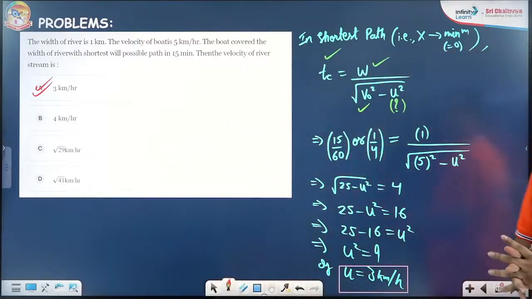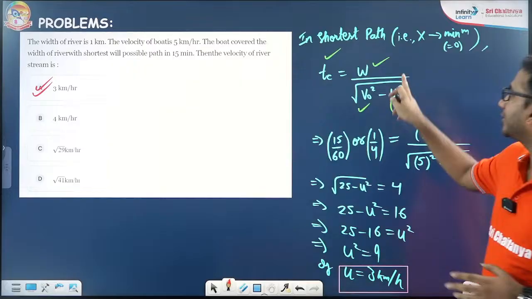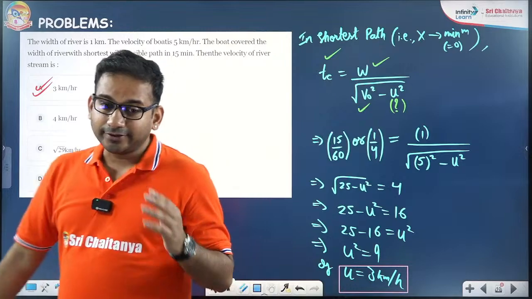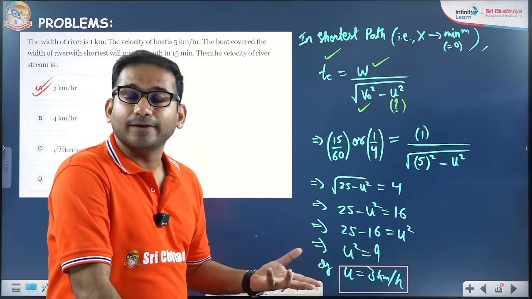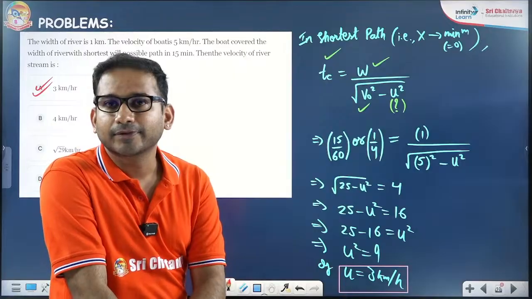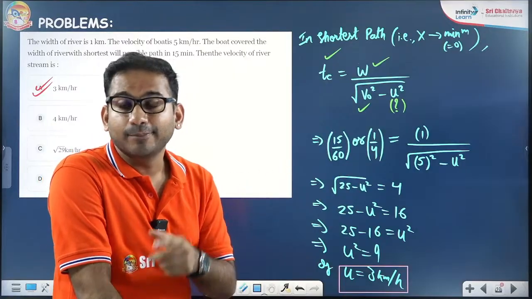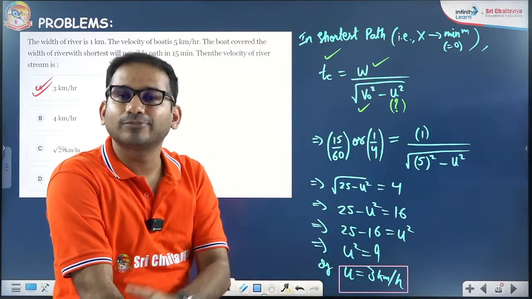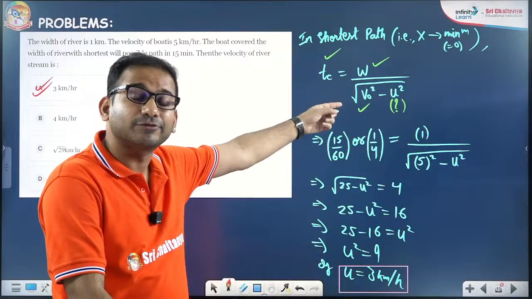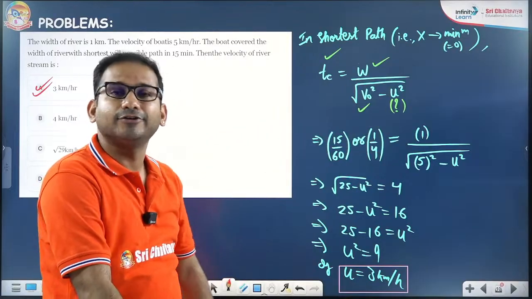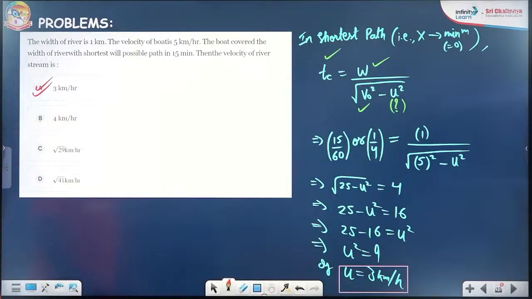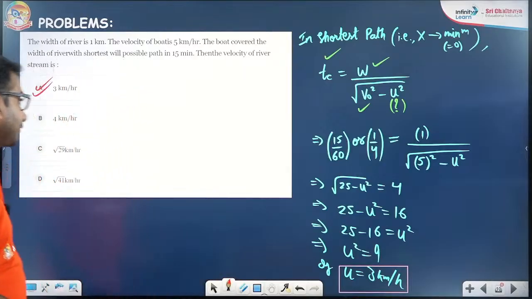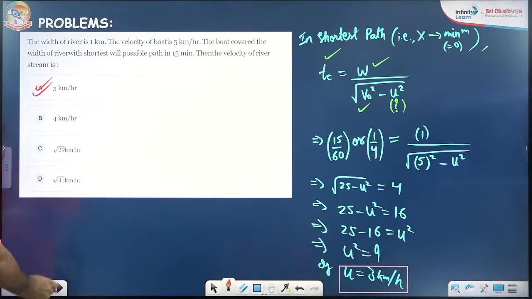I've taken this problem because the majority of students tend to forget this particular formula. When the time of crossing is minimum, it is W by V naught, and the drift will be U into W by V naught. But when the drift is minimum, the minimum drift is 0. So the only formula you need to remember for minimum drift is the time of crossing at minimum drift, which is W by under root of V naught square minus U square. Alright, Chandana, Niharika, remaining students, I think it is clear for you. Let's move on to the next one.